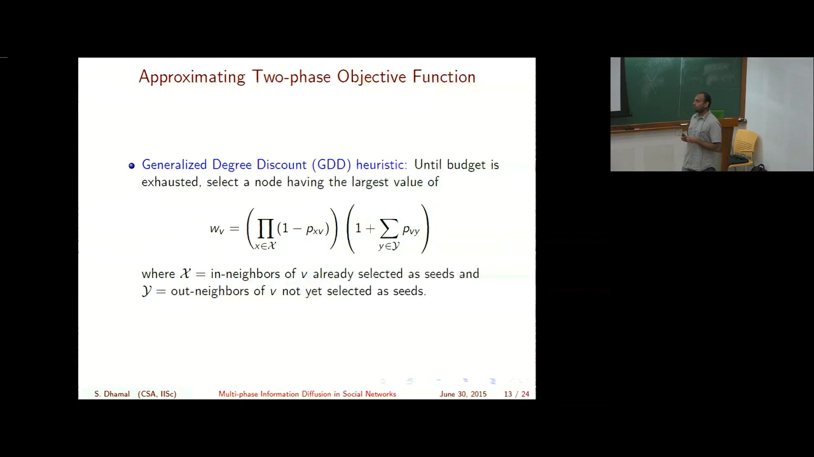In that case, there is no point in me selecting that node as a seed node. So this is the probability that it's not going to get influenced by its neighbors. And this is the term which tells that if it does get influenced, then what is the expected spread that it's going to cause in one more time step.